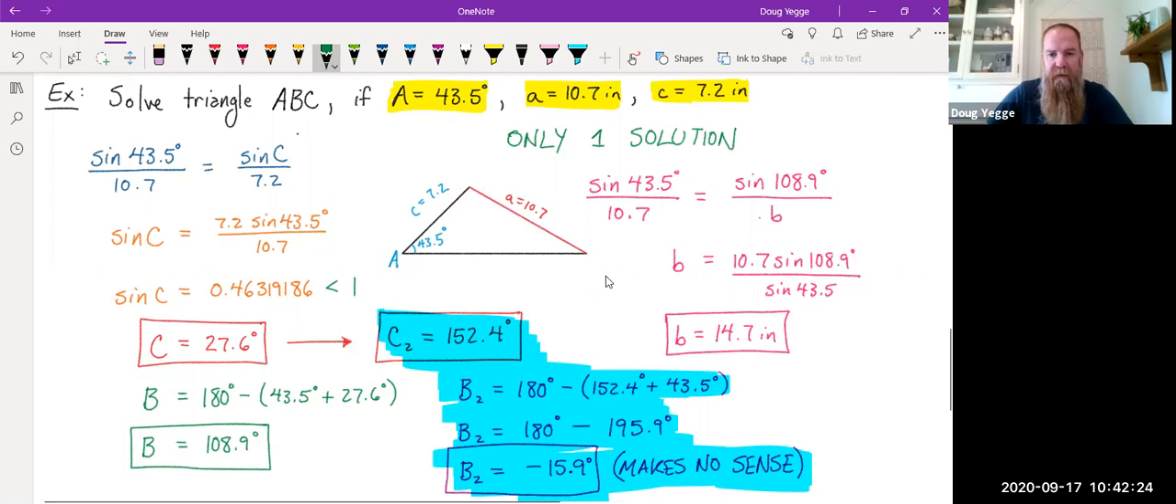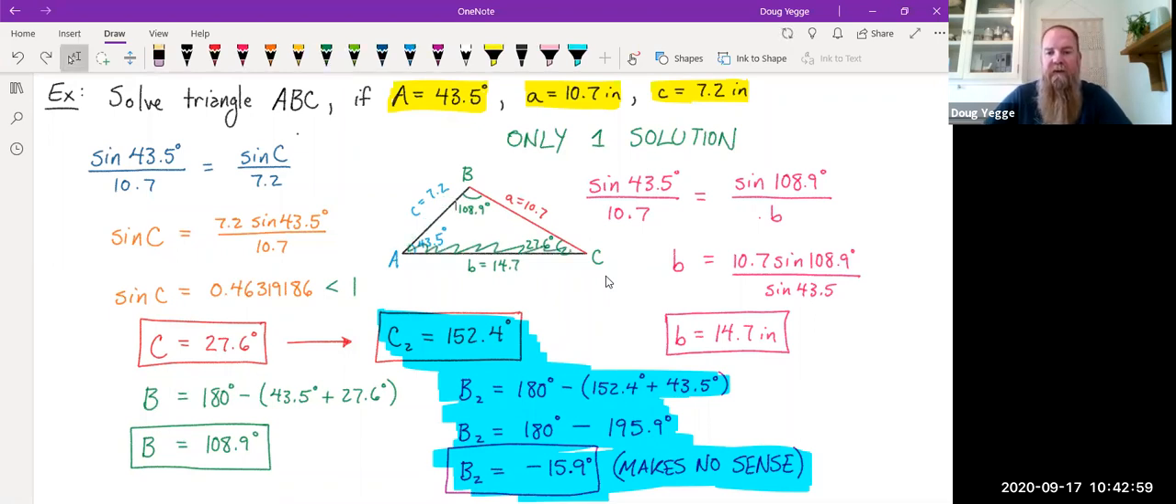And so based on the information we found, angle C was equal to 27.6 degrees. And we found that angle B up here was obtuse, 108.9 degrees. And so we know that the longest side is opposite the largest angle, which is why side B, which we just found as 14.7, is over twice as long as the original side given.